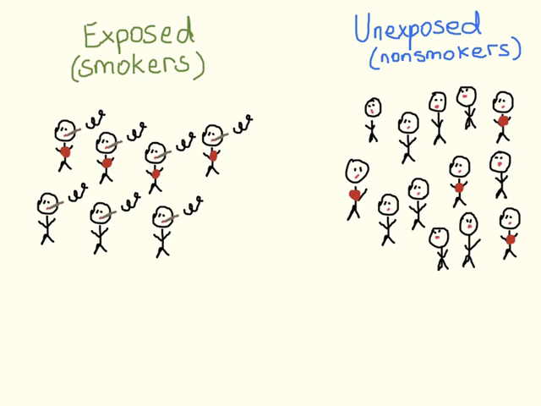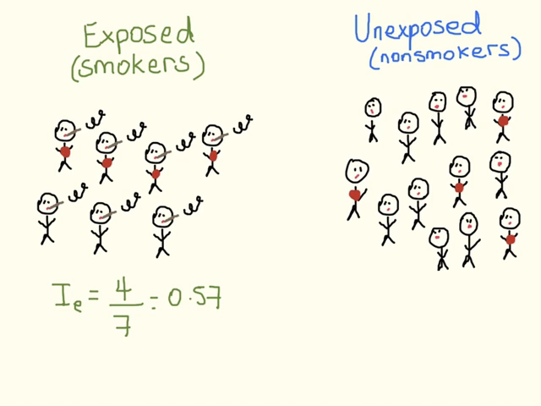So for exposed, the incidence is the number of cases of disease, right? So that's 4. So we'll say incidence is I, and then sub E for exposed. So incidence in exposed equals 4 cases of heart disease over the total number of people who are at risk, which in our case, in the exposed group, is 7. Okay, so it's 4 out of 7, which equals 0.57. So the incidence in the exposed group here is 0.57.